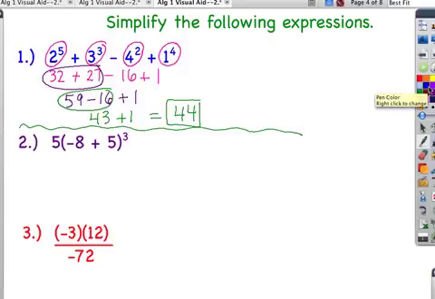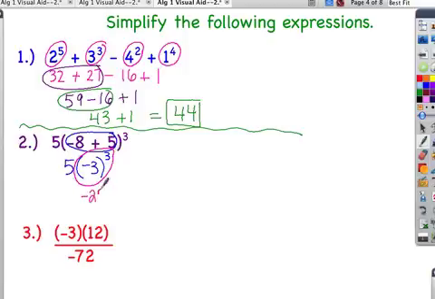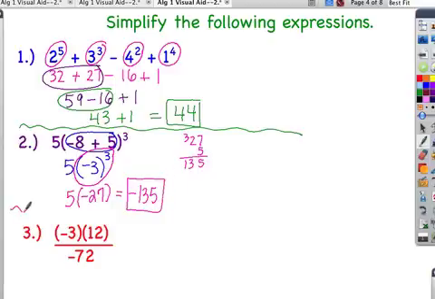Number 2. Order of operations says that I do what's in the parentheses first. So I get negative 3 in parentheses raised to the 3rd power, and that'll be multiplied by 5. Next, I do my exponents. Negative 3 in parentheses raised to the 3rd power gives me negative 27, which I can then multiply by 5. I'll get a negative answer, 135. So my final answer is negative 135.